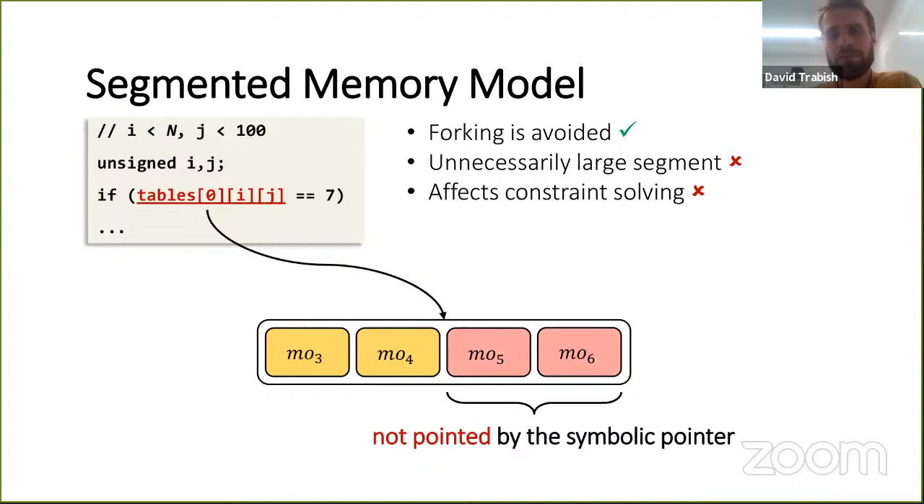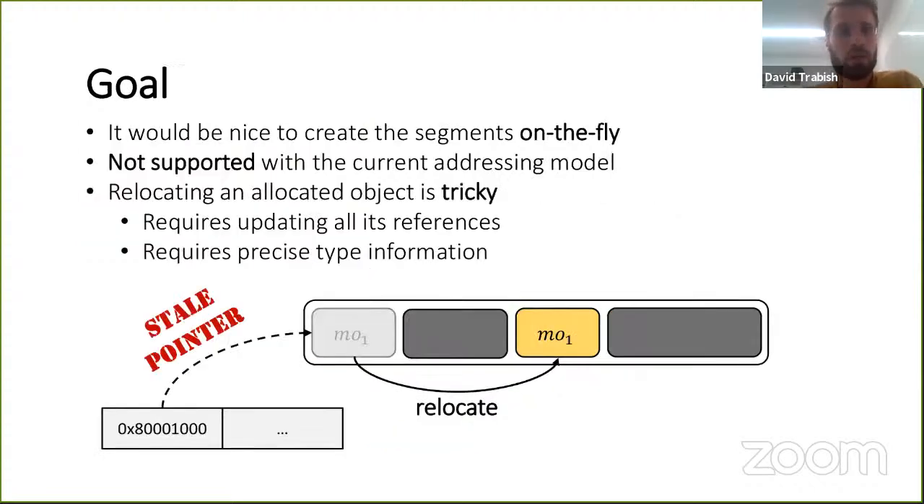But you can also see that this segment actually contains objects which are not pointed to by our symbolic pointer. For example, we have here MO5 and MO6, which belong to the second table, while here we access the first table. So what is our goal? It would be nice to somehow create those segments on the fly. The problem is that it's not supported with the current addressing model.